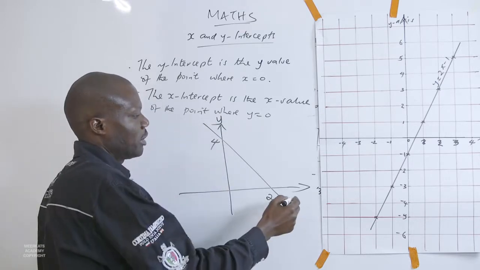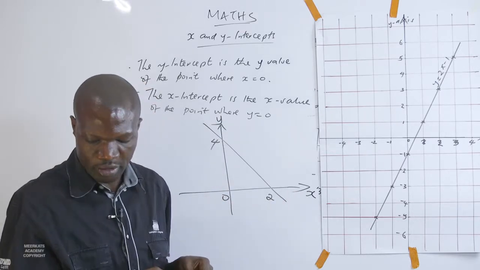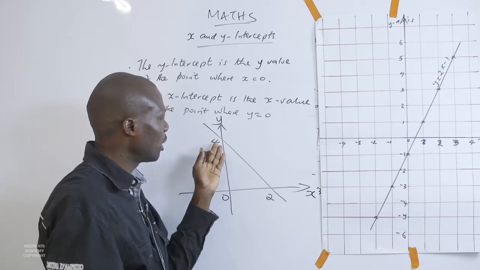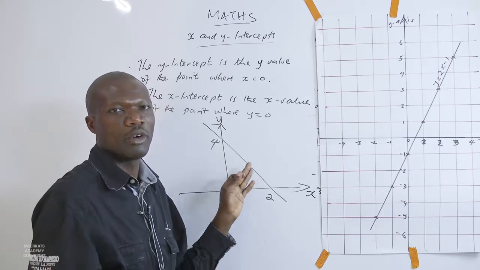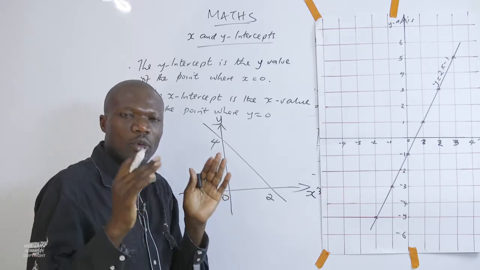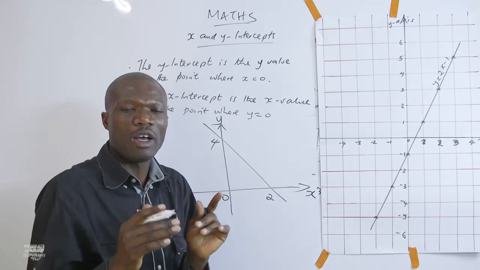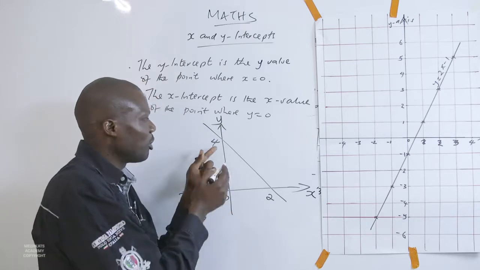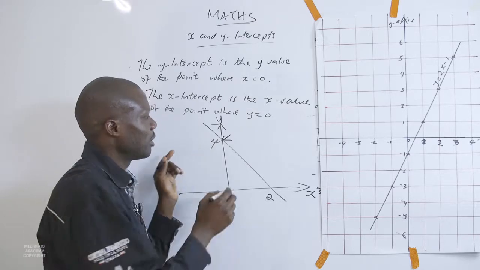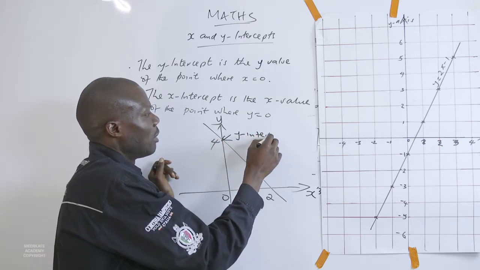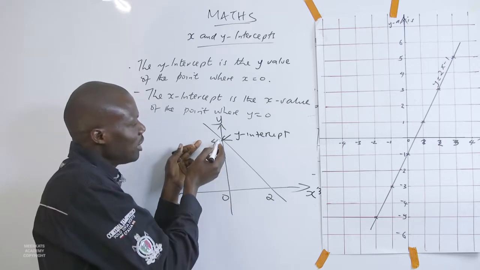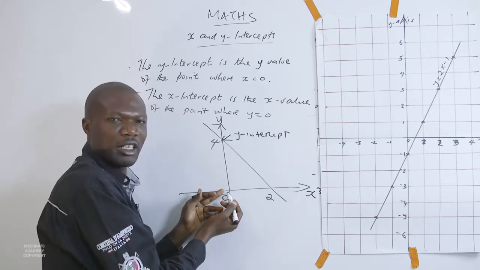This is the y-axis, this is the x-axis, and this is the origin. Just to illustrate, if this is our graph, we've plotted the graph of y is equal to whatever it is. Now, when we talk of the y-intercept, the y-intercept is the y value at the point where x is 0. And when you look at this, here, this is our y-intercept, the value of y at the point where x is 0. What is the value of x here? The value of x here is 0.